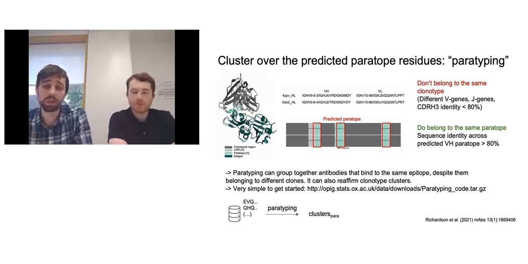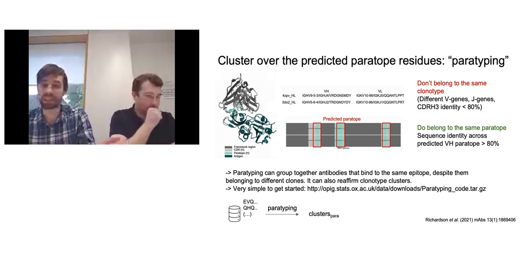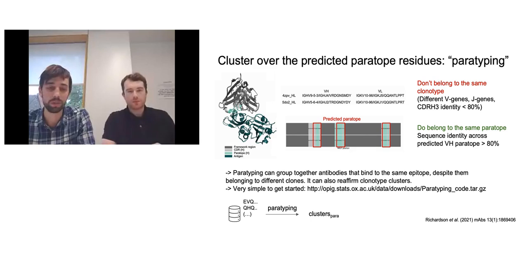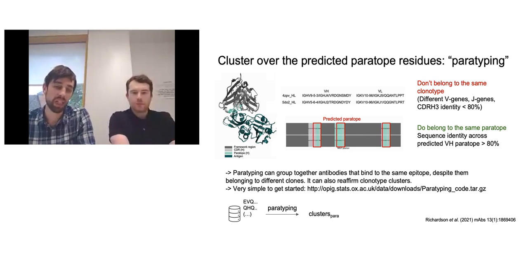So this is something that people could get started with very, very quickly. Feeding into a clonotyping procedure is standard, and feeding into a paratyping procedure is equally standard. This is available on the OPIG resources page, and all you do is have a master file of sequences in your repertoire, or a repertoire data set straight from OAS. You feed this into the paratyper, which clusters over those paratope residues and gives you lots of different cluster assignments.